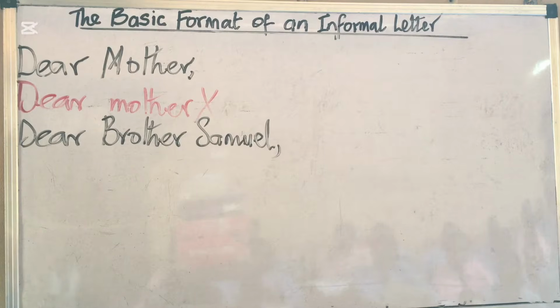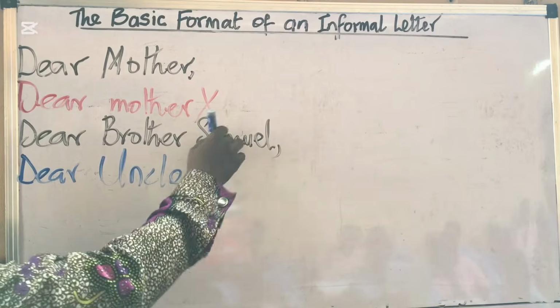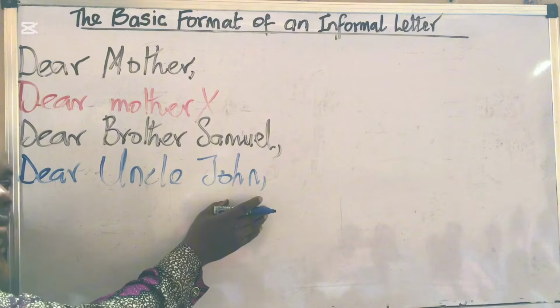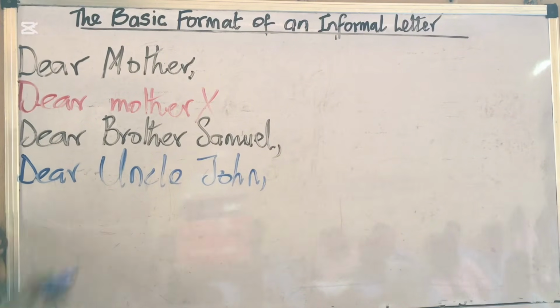Then let's go over to friends now. Okay, what about uncles? The same thing we apply to this. Let's say you are writing to Uncle John or Auntie Mary. Dear Uncle John, correct. Take note, the uncle will take capital because all of this is naming the uncle. It's naming the uncle, so this cannot take small letter.